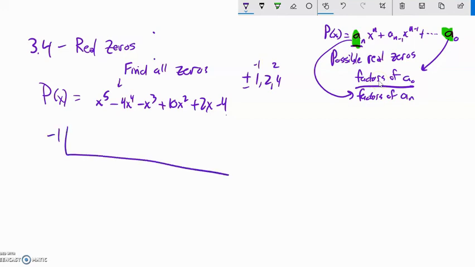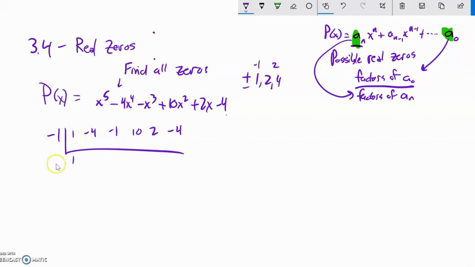So let's go with that. Let's start with negative 1 and see what happens. So 1x to the 5th, negative 4x to the 4th, negative 1x cubed, 10x squared, 2x, and a negative 4. Bring it down, multiply, add, multiply, add, multiply, add, multiply, add, nice, multiply, 0. So negative 1 works. So I factored out an x plus 1, and this was a fifth degree, so it shifted down to a fourth degree: x to the fourth minus 5x cubed plus 4x squared.